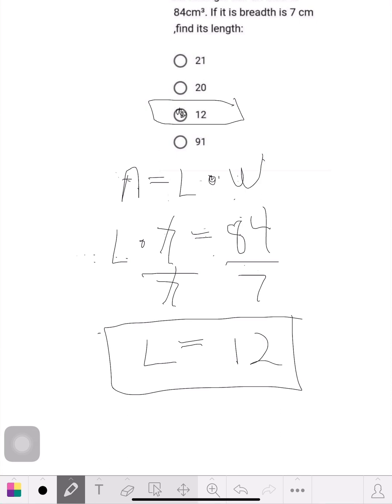If it's just a multiple choice test and they're collecting them by machine, you're just going to have to color in the dot for the 12. But aside from that, that's all there was to this.